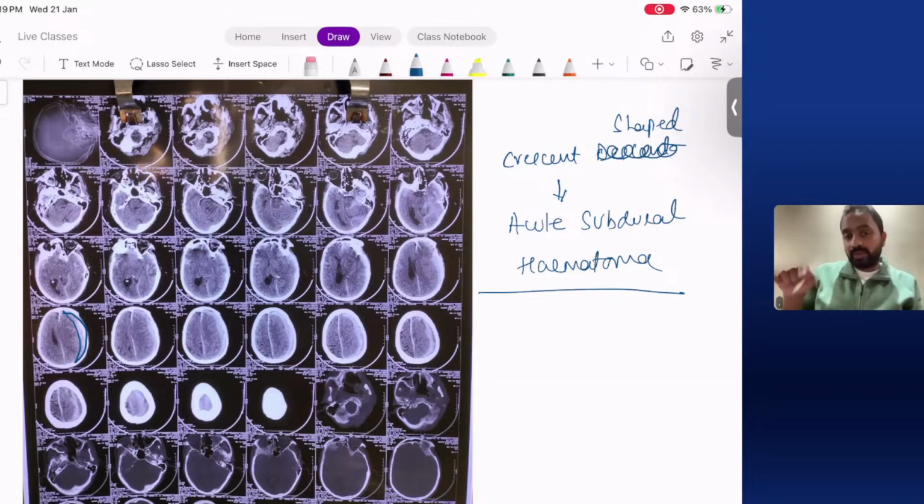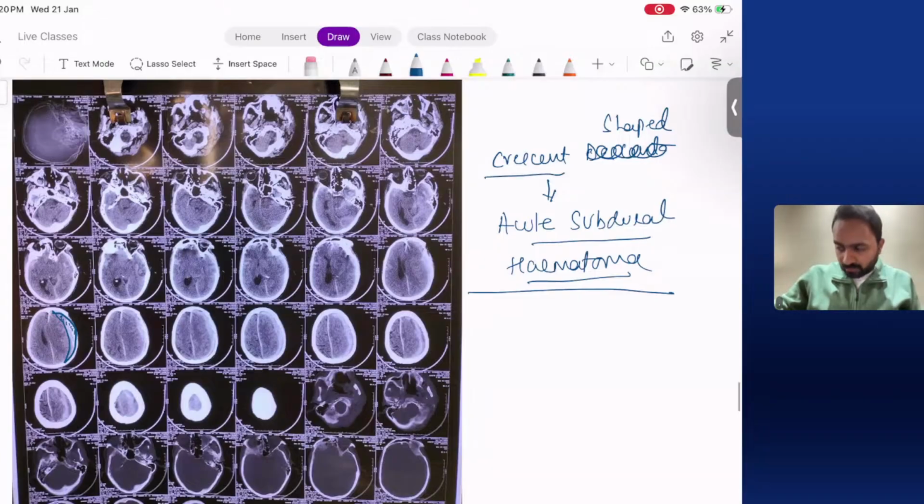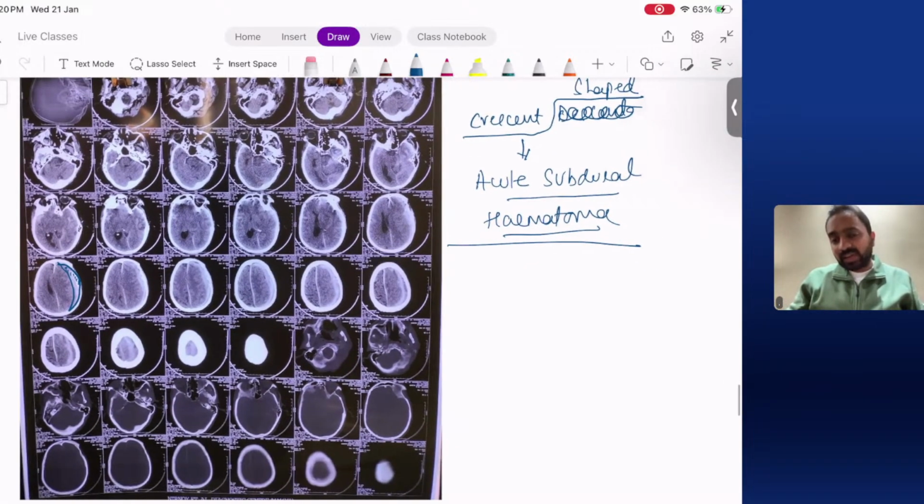So how are you going to differentiate it from EDH? There might be cases where you might have a coexisting EDH as well as SDH. So the basic way that you would need to differentiate is on the basis of the shape of your blood. So in case of acute subdural hematoma, you have your crescent shape. Now, there are times where you might have difficulty in differentiating your acute subdural hematoma from your extradural hematoma. Why? Because sometimes on CT scan it may appear the same, but then you need to try to find out how to differentiate it. So definitely shape.